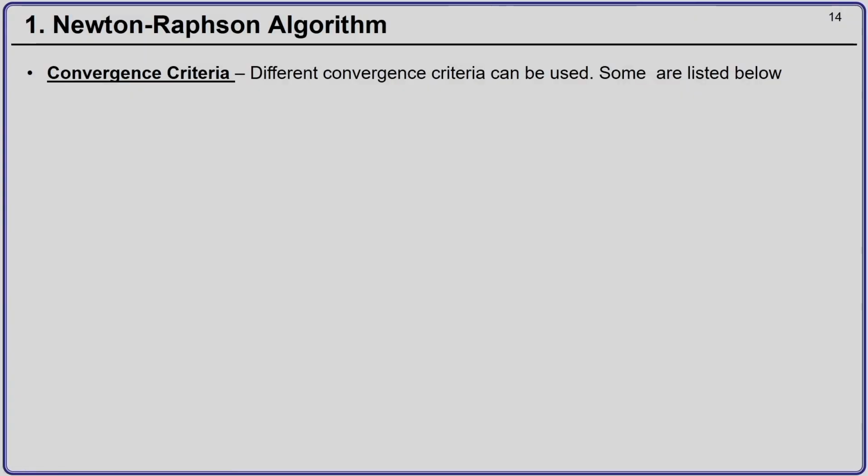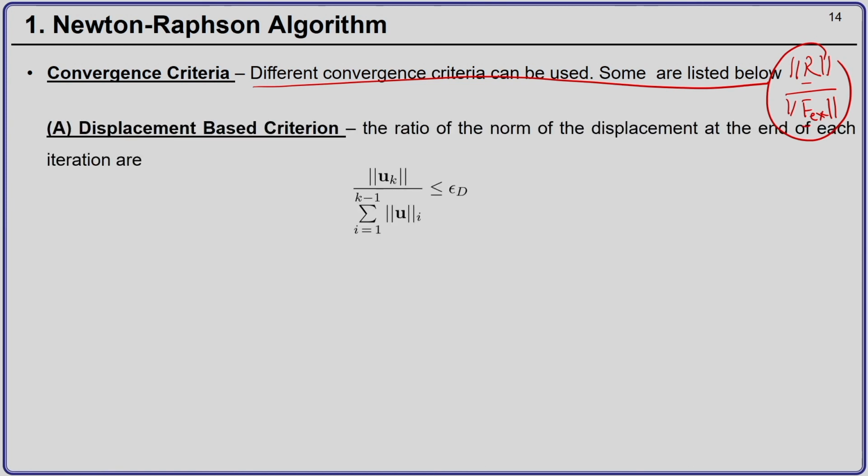Now, there are different kinds of convergence criteria. In the previous slide, we have seen we have used the convergence criterion as the norm of the residual divided by the norm of the external load vector. Okay. So, this is only one of the convergence criteria. There are some more convergence criteria that can be used, and the first one is the displacement based criterion.